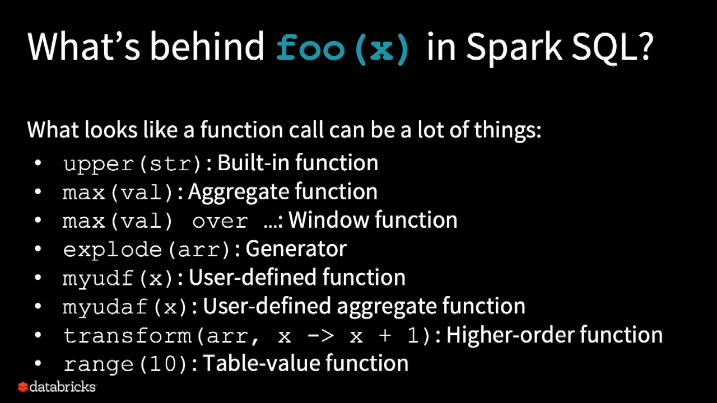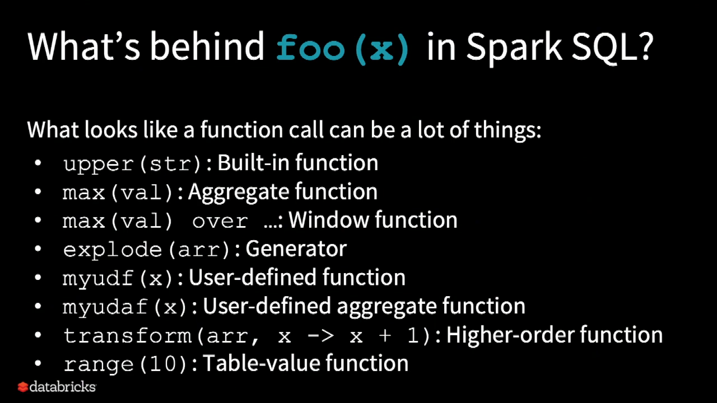What looks like a function call can actually be a lot of different things. I've listed a few examples here. You can have built-in functions that are scalar. You can have aggregate functions. You can have window functions, generators, and then some of the variants of user-defined functions like the scalar user-defined function, the aggregate user-defined function, and you can also have some newer cool features like higher-order functions, and some oddballs like range, which is a table-valued function. And they're all different.